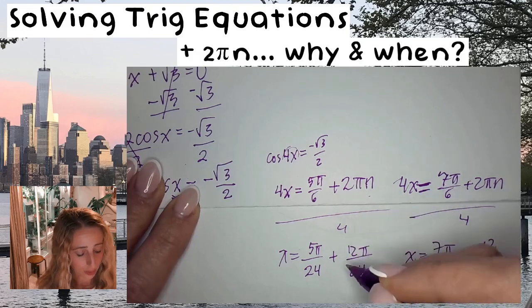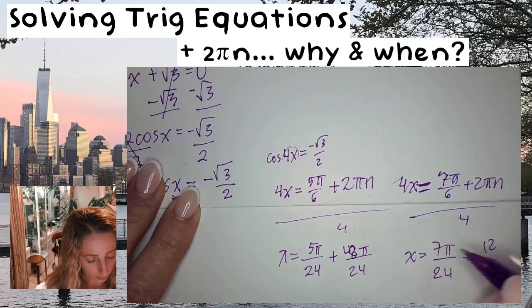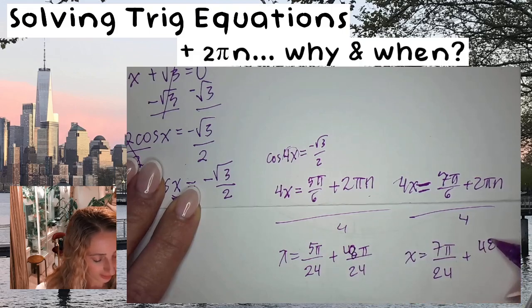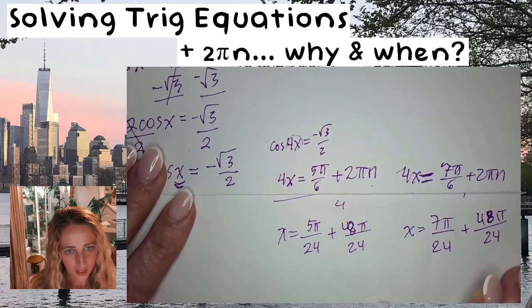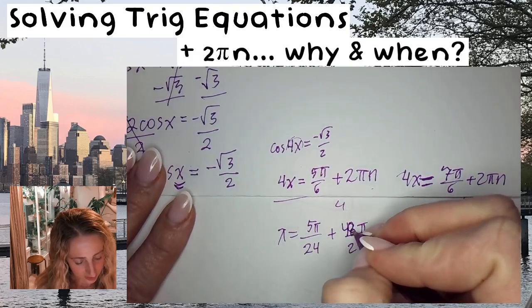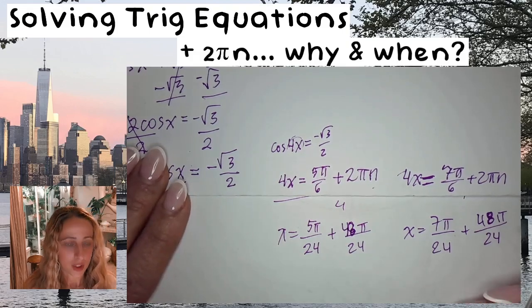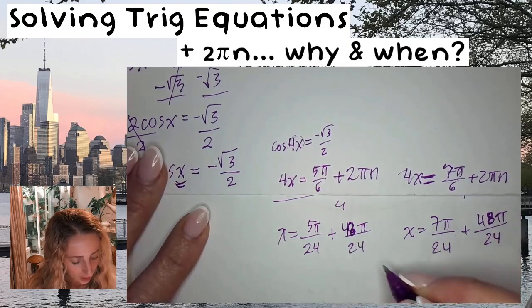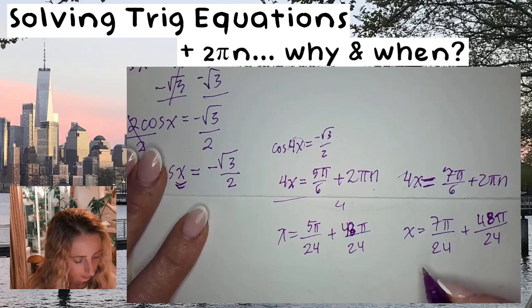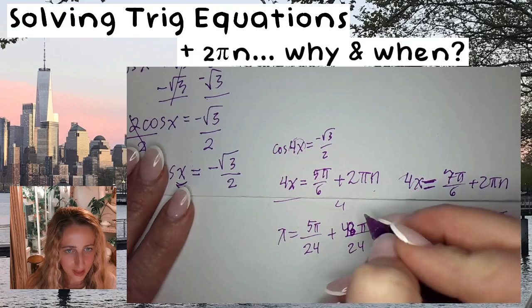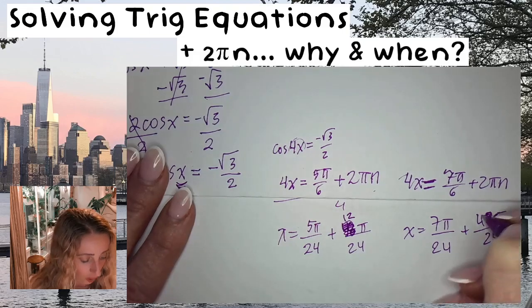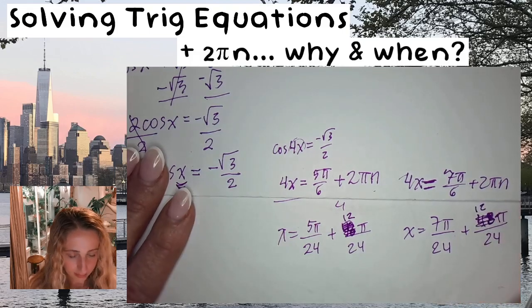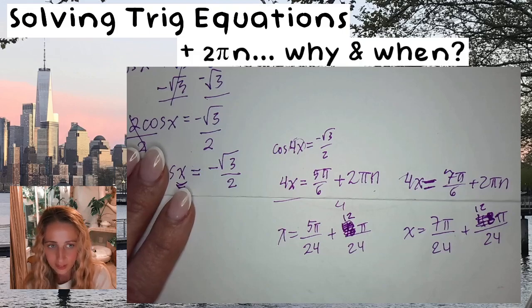12 pi over 24. What's wrong with me? Hello, 48. Sorry. Caught it, good thing. You're almost about to yell at me in the comments. All right, so it says 48. Sorry. So plus 48 pi over 24, that's 2 pi. Then, oh no, I was right because it's not 2 pi. I was right. Hello, because it's 2 pi over 4, that is 12. I need more caffeine. I'm tired.